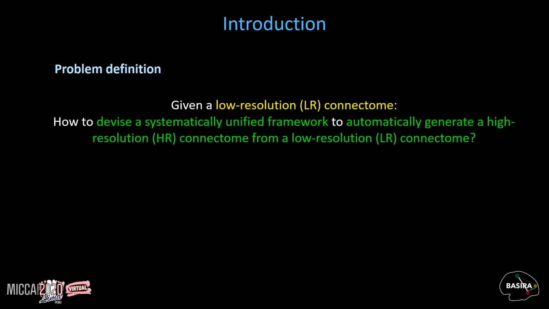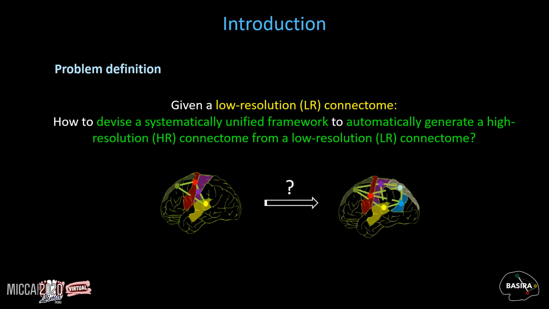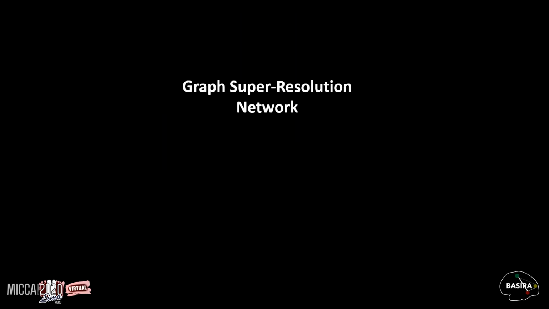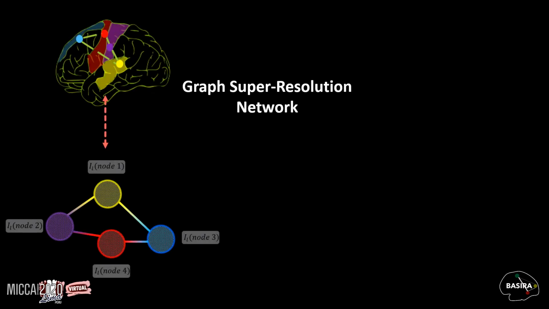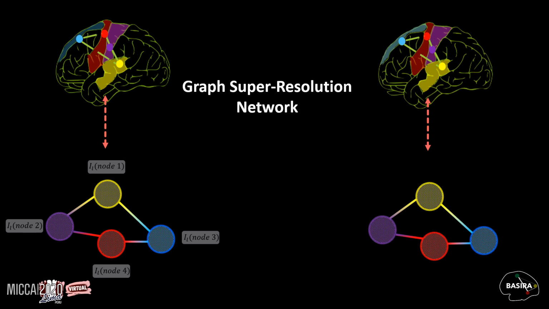This brings us to the main purpose of our work. Given a low-resolution connectome, how to devise a systematically unified framework to automatically generate a high-resolution connectome? To fill this gap, we introduced GSR-Net, Graph Super-Resolution Network, the first super-resolution framework operating on graph structure data that, given a low-resolution brain connectome, generates a high-resolution connectome.